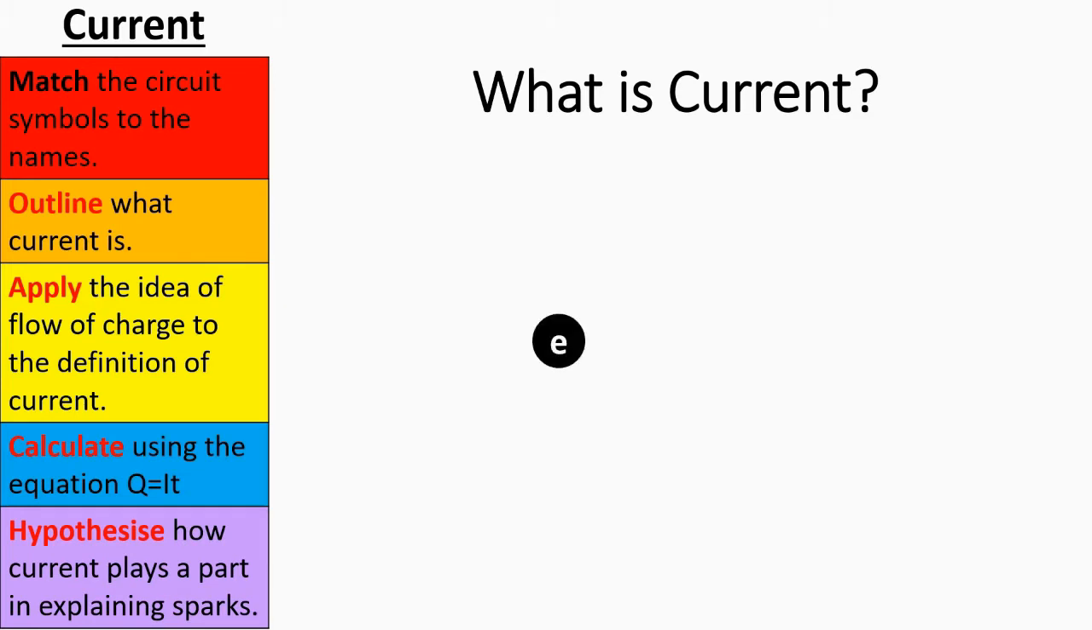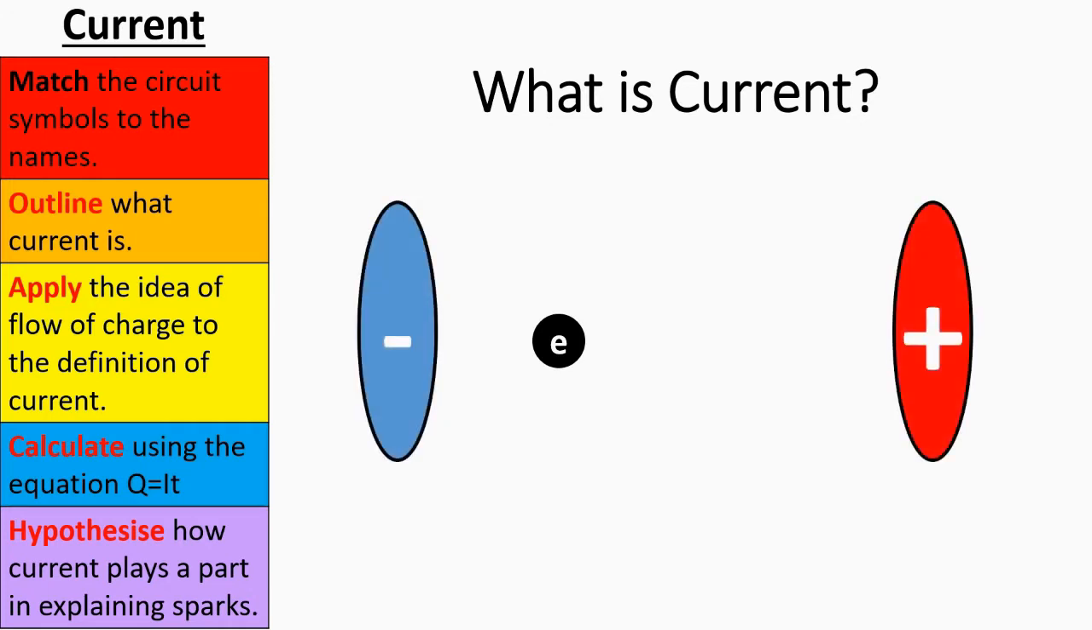Now let's build our model a little bit further. Instead of spheres, this time we have a pair of metal plates. The left plate is negatively charged and the right plate is positively charged. What will happen to the motion of the electron? Well, the same rules apply. It'll be repelled from the negative charge and it will be attracted to the positive charge. So the electron will move to the right.